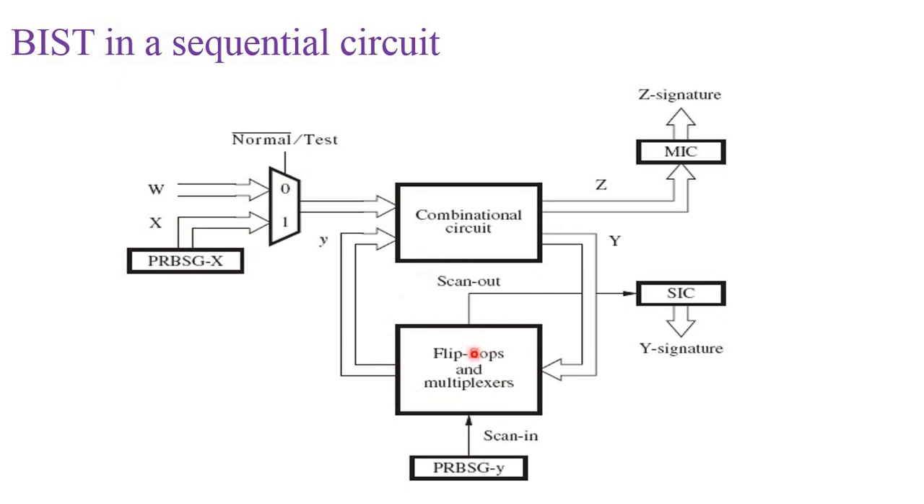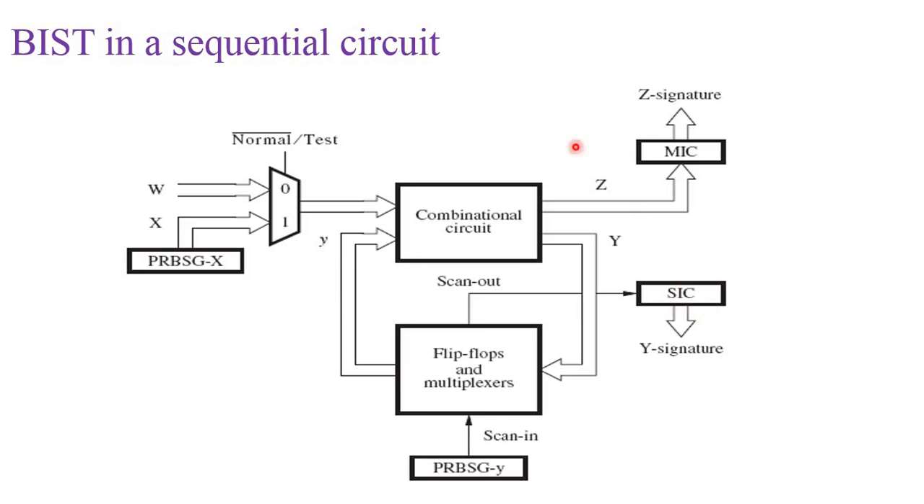And here the flip-flops and multiplexers are present. The combinational output is Z, as well as the next states of the flip-flops. This is the next state and this is the present state. Here the next state is Y, and this is the scanned in. That means the pseudo random generated vectors are applied, represented by Y, and after getting this it is scanned out and generates the output. That output goes to the single input compressor.